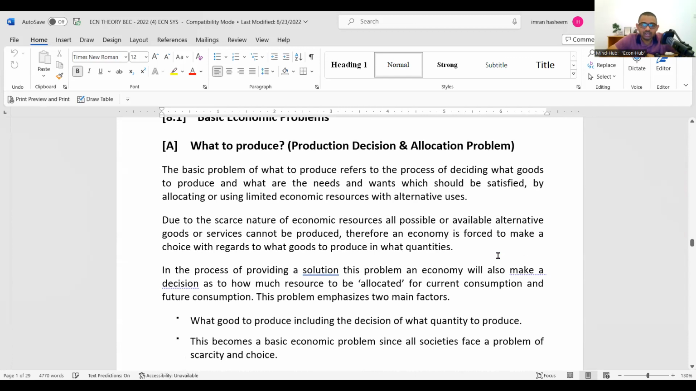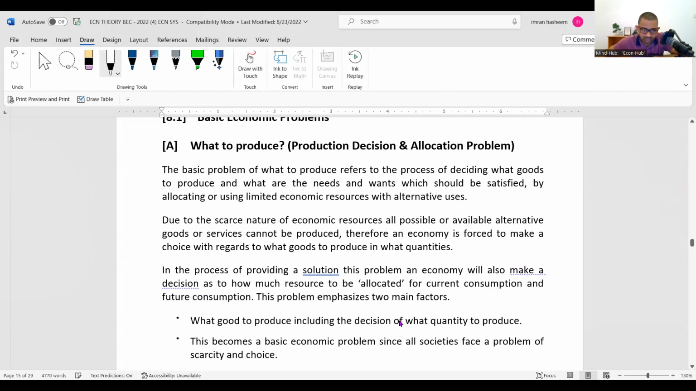Okay, here we go. What to produce, production decision, allocation problem. I've explained everything here, right? Please make sure that you do a very basic read. In a simple way, just read these things once. Okay, don't forget to do that. Right, very basic read is required.